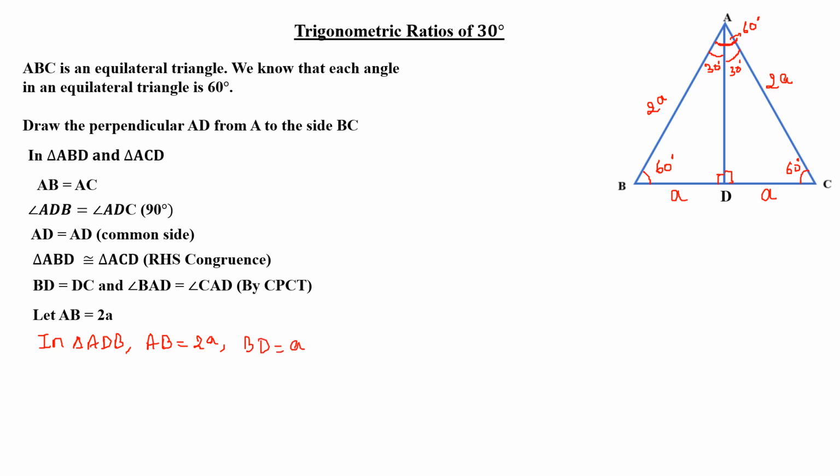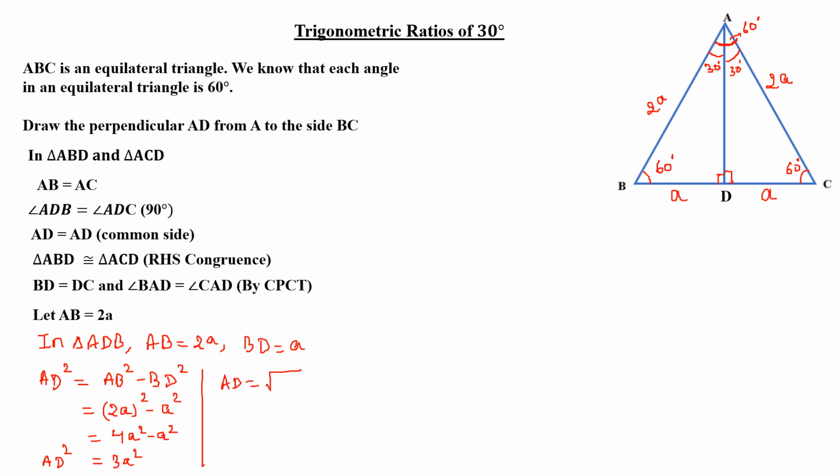So by using Pythagoras theorem, I can find the measure of AD square. So AD square will be AB square minus BD square, isn't it? And AB square is 2A whole square minus A square. 2A whole square means 4A square minus A square. So from here I will get AD square as 3A square. So if AD square is 3A square, the value of AD will be root of 3A square, which will give me the answer as A root 3, isn't it? So my AD is A root 3.